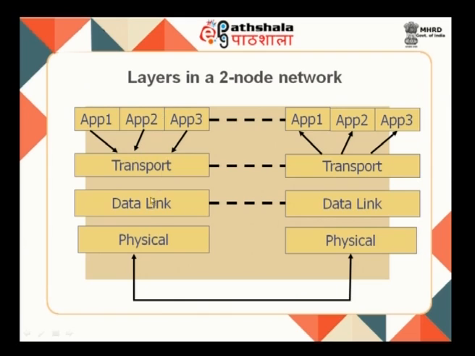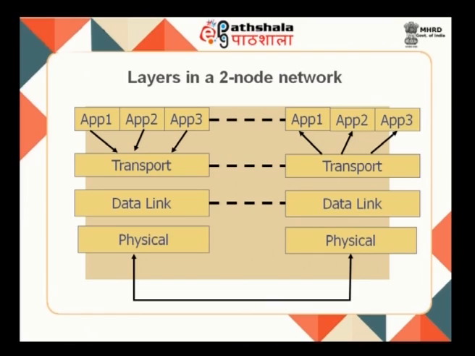So, if you look at the layers that we have in this 2 node network, the functions that we looked at just now can be viewed like this. We had the physical layer, connected by means of the physical wire. Then we have the data link, so you have a logical connection between these two. Then we have a transport, again a logical connection between these two, and then multiple applications which could be running and talking to each other. Okay. This is our 2 node network model.